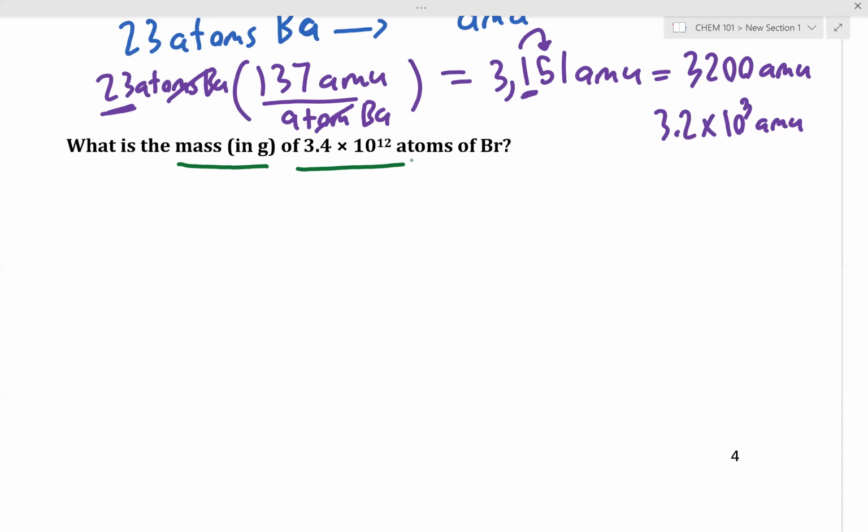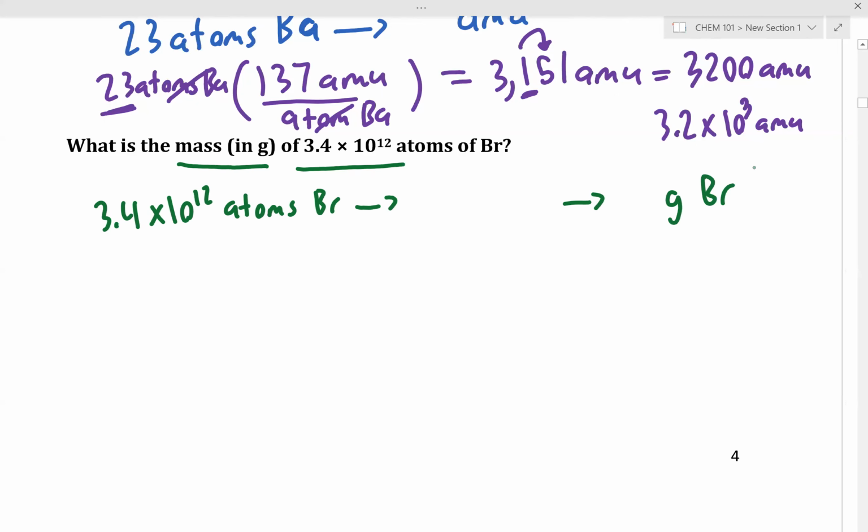So what units are we starting out with? What are we given? Atoms. So we know that we have 3.4 times 10 to the 12th atoms of bromine. And our end goal is to report what? Grams. So we want to report grams of bromine. Now, if we look at our conversion factors, what stepping stone unit will we have to go through? AMU, typically.